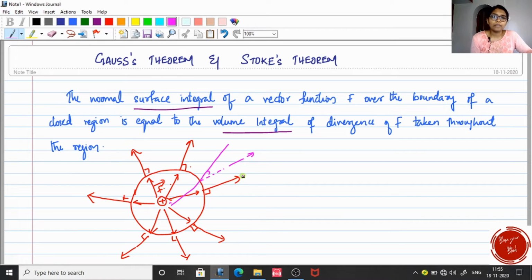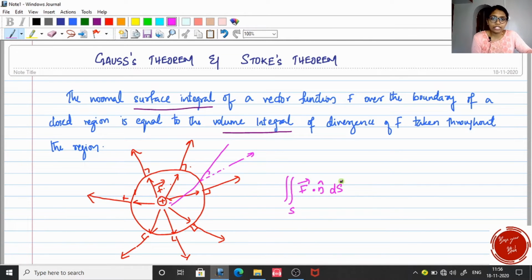So let's put the same into a mathematical equation. The first statement tells about the surface integral, the surface integral of this closed region. In this case, it is the sphere, the periphery of the sphere, isn't it? So here surface integral means double integral, and we need the normal component of the flux lines. So f dot n cap, where n cap indicates the normal component to the surface, ds. So f dot n cap ds over the complete boundary of the region, that is double integral over S.